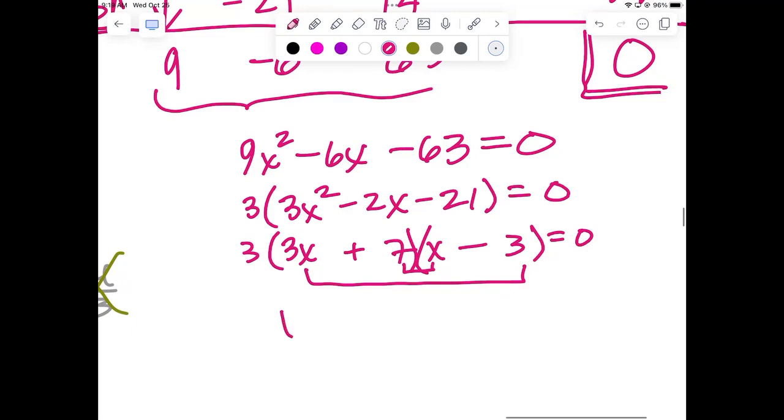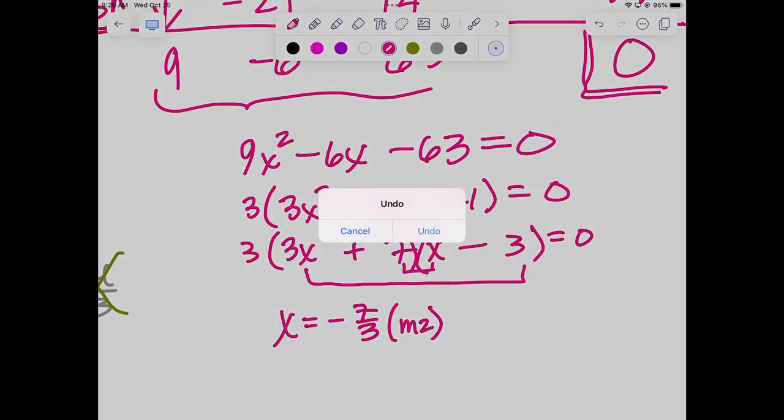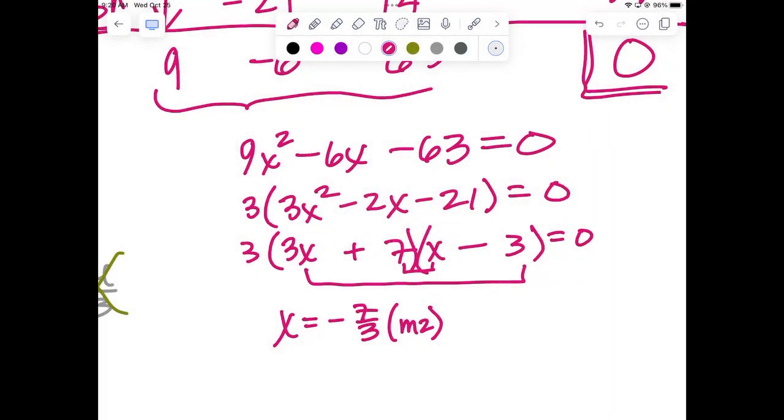Now I can rattle off the roots. If 3x plus 7 is the root, what's the corresponding factor? Negative 7/3. Hey, didn't we already see him? So what multiplicity is he? He's multiplicity 2. What is going to happen on the graph there? Boing. Very good. A bounce. And what's the other root? 3. And he's multiplicity 1.